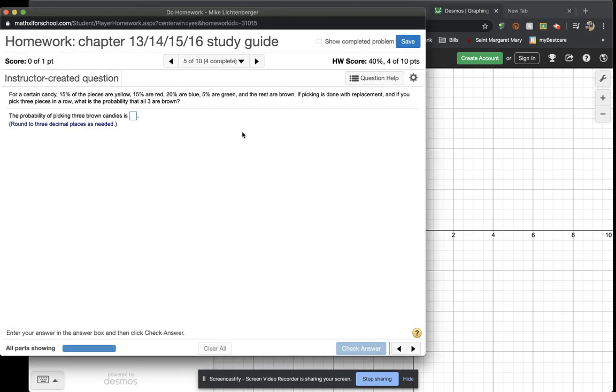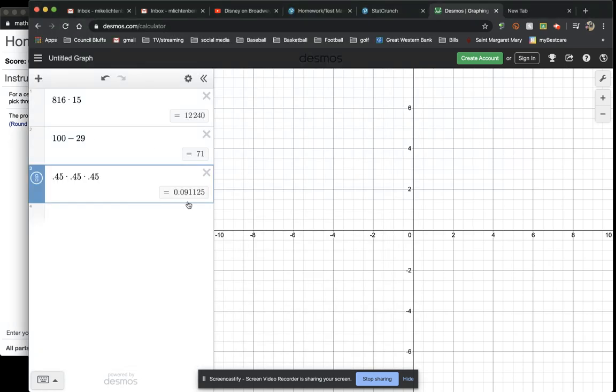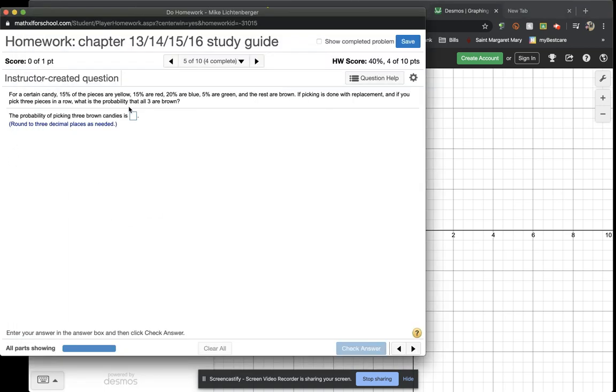And let's see what it says to round to. 3 decimal places would be 0.091.